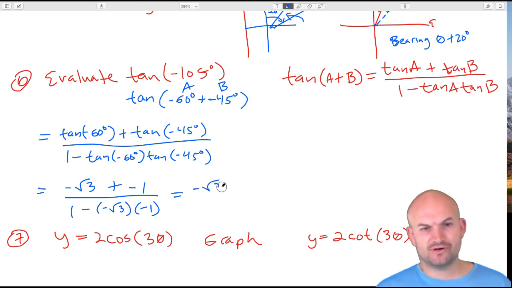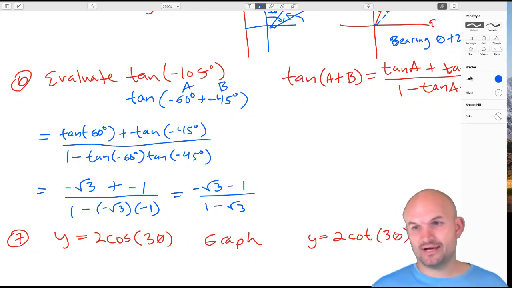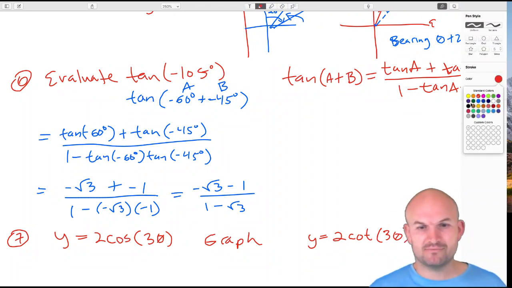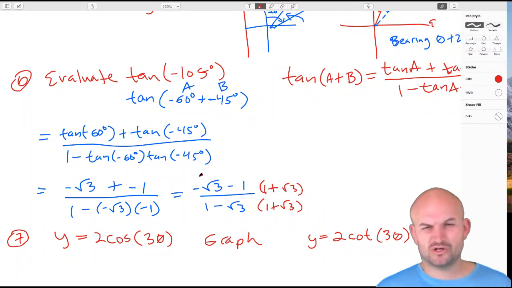So it's going to be negative square root of 3 minus 1, all over, that turns into a positive, but that's a negative, so that's going to be 1 minus the square root of 3. That's typically the answer. However, sometimes we'll be asked to go ahead and rationalize the denominator, so I can multiply by 1 plus the square root of 3 over 1 plus the square root of 3. Sometimes it's also preferred to rewrite this as a negative 1 times square root of 3, which is what I'm going to do.